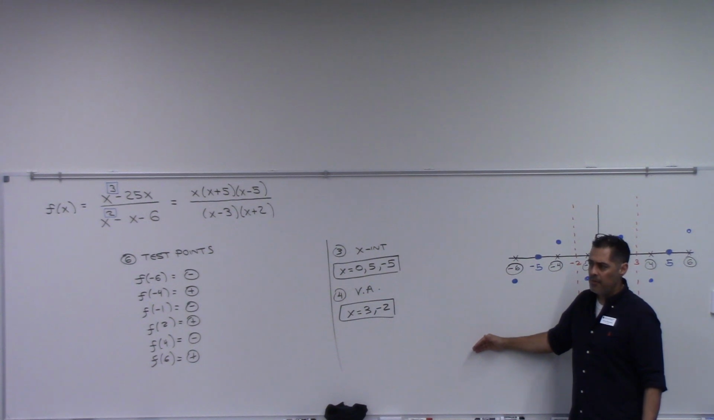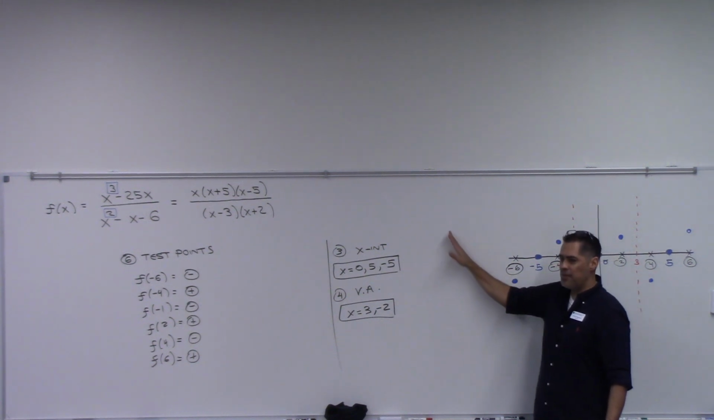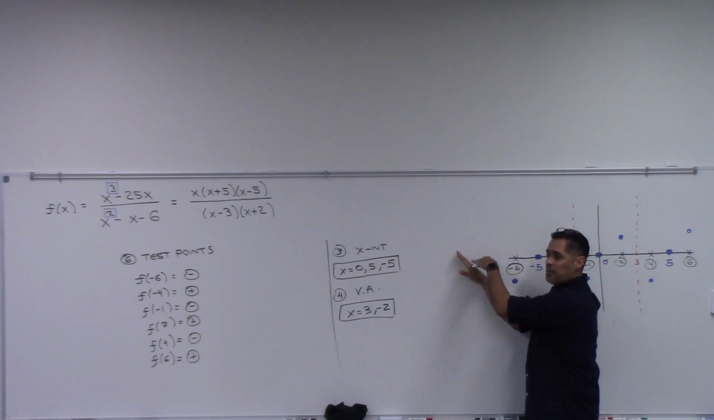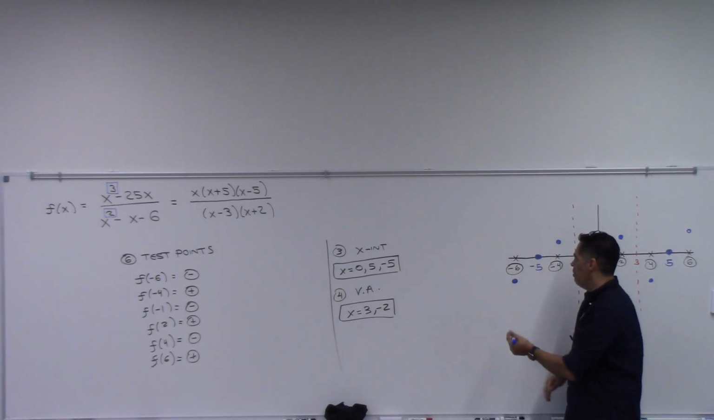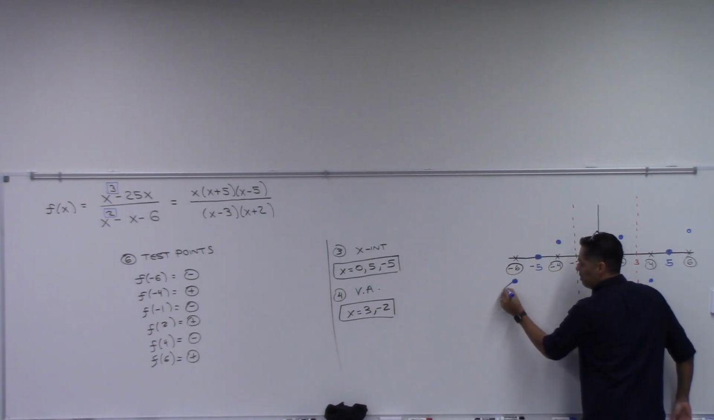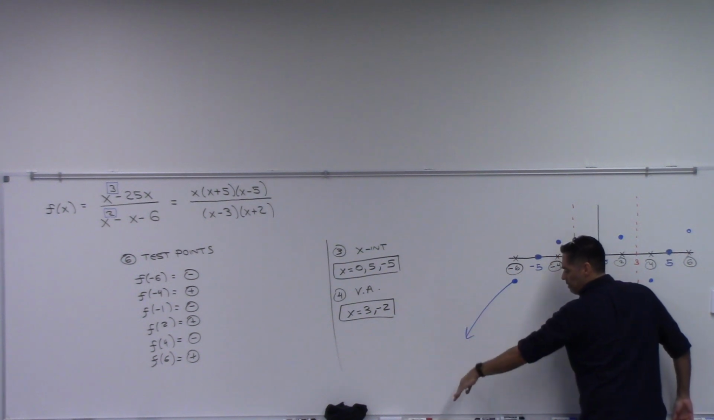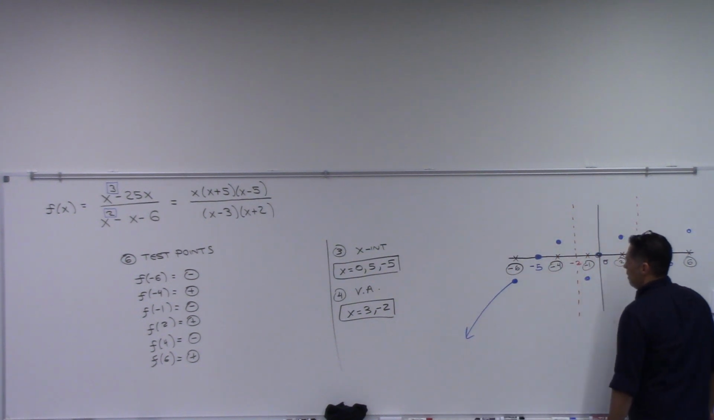Down. Why not up? Because I would create an x-intercept, wouldn't I? I would have to cross the x-axis. Okay. So it's got to go down. So I'm just going to do this. Bye-bye. It's going down forever. Now what?